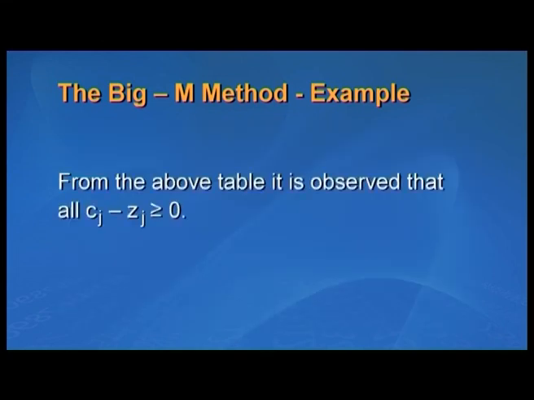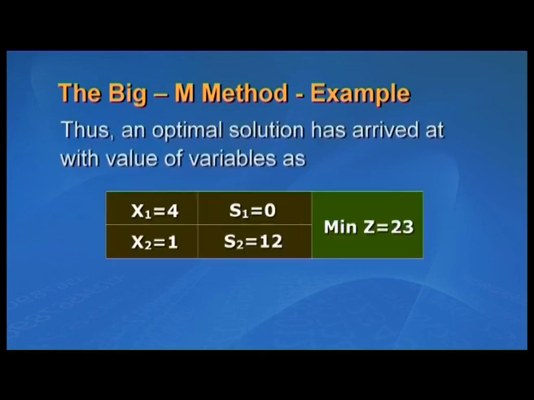From the above table, it is observed that all Cj minus Zj is greater than or equal to 0. Thus, an optimal solution has arrived at with value of variables as x1 is equal to 4, x2 is equal to 1, s1 is equal to 0, s2 is equal to 12, and minimum z is equal to 23.